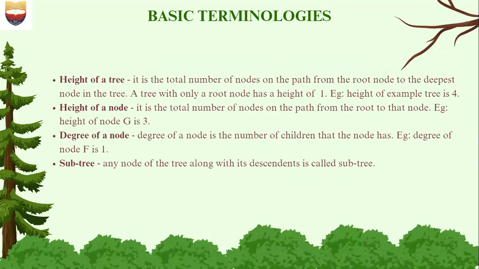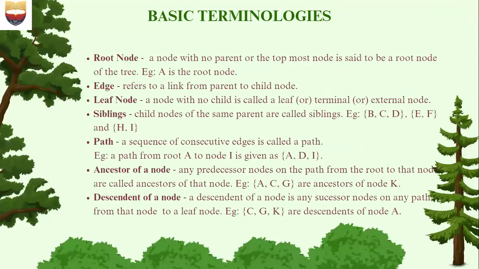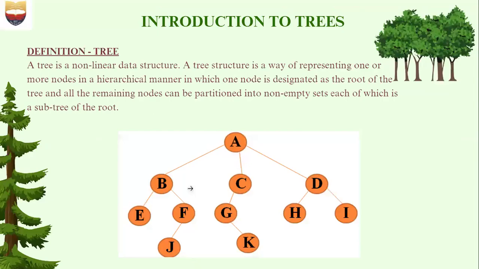And it is a total number of nodes on the path from the root node to that particular node. Example, height of node G is 3. In order to calculate height of any particular node, we have to choose the path from the root node to that particular node. And what example I have given in the slide? Height of node G. Therefore, I take node G in this diagram.